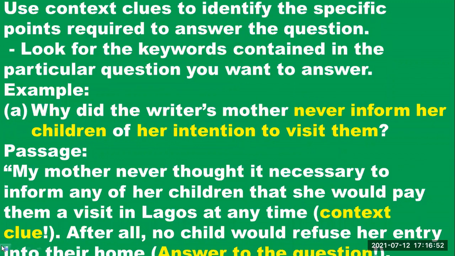All right. For example, in question A, you are looking for this particular piece of information. We already went through it. All right. These are the things you are looking for. Or you take the whole expression, never inform her children of her intention to visit them. You know, why did the writer's mother never inform her children of her intention to visit them? Once you take note of the key words or the key expression, those keywords will give you the context clue. A clue is something that gives you a signal that what you are looking for is at hand.